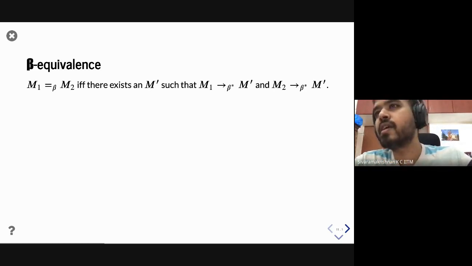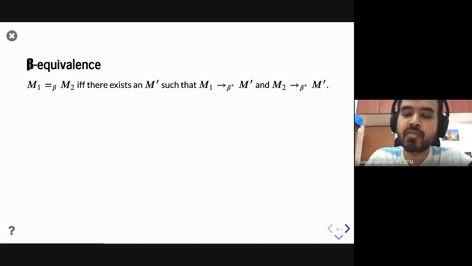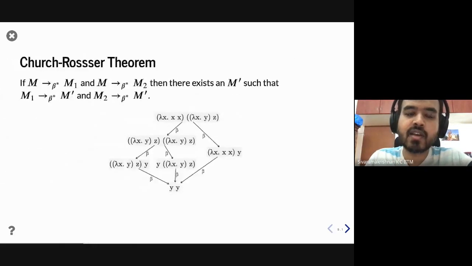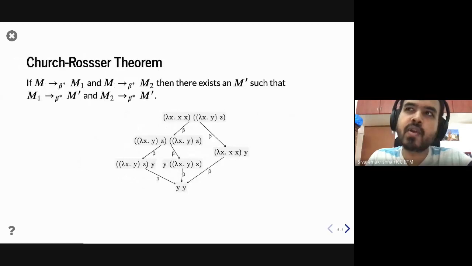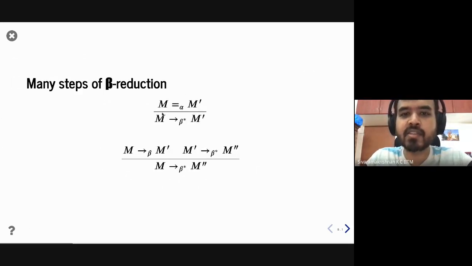Can you give an example of a pair of M and M prime which are alpha equivalent and the steps of beta reduction between them? So you can just take the same term, lambda x.x, lambda x.x. Both of these terms are alpha equivalent. And the steps of beta reduction is we are applying this rule. We are sort of resorting to this rule.